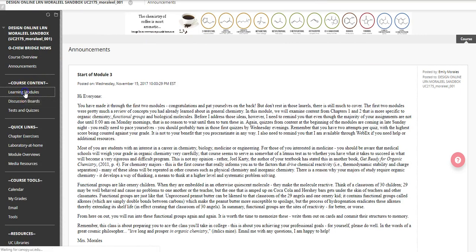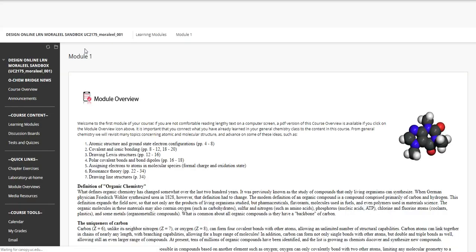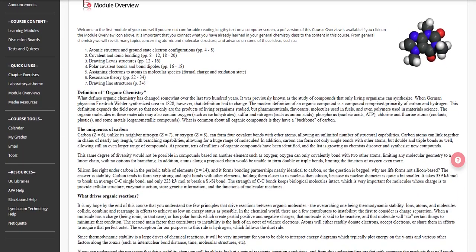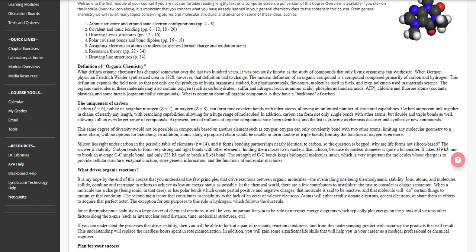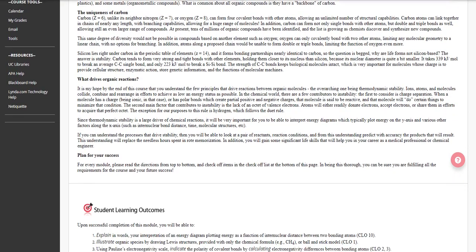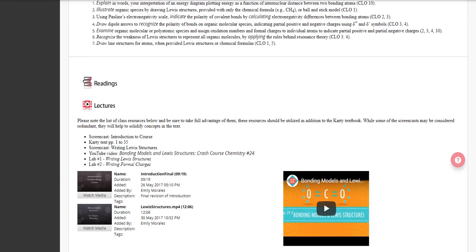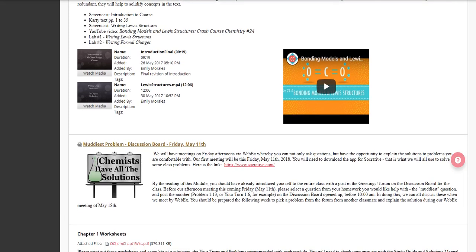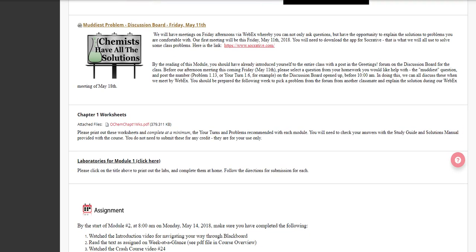Over here, the learning modules, they can click on the learning modules, and for each learning module, they have a page here that gives them some instruction. They're given a module overview along with some learning objectives, some definitions, a little bit of instruction, and all the way down the line with their readings. And of course, I provided some lectures for them to click on, quite a few screencasts. And of course, there is a discussion board.